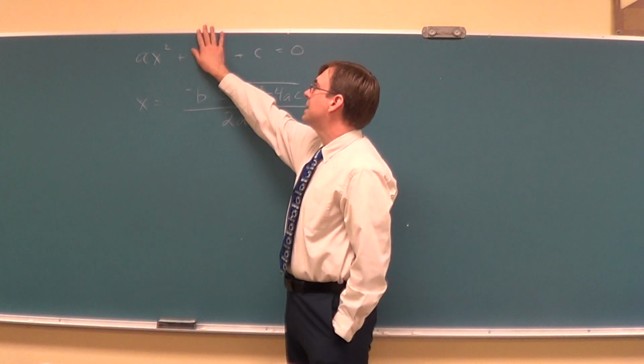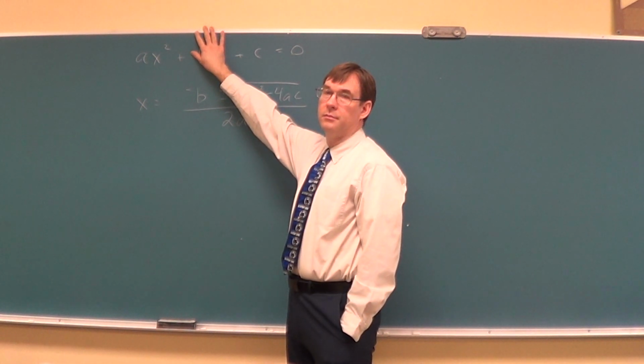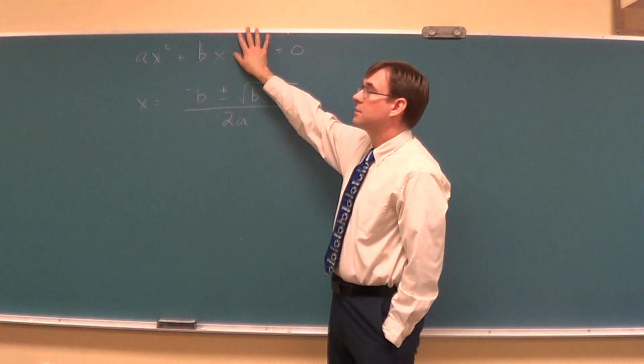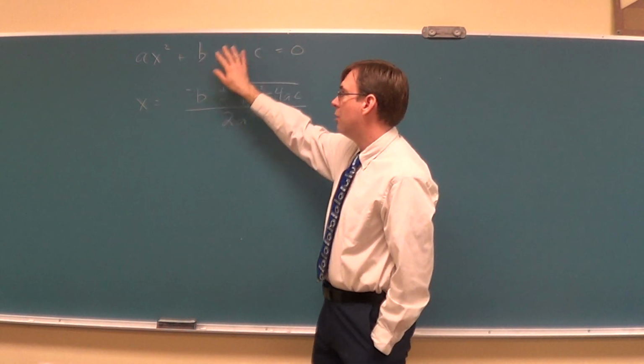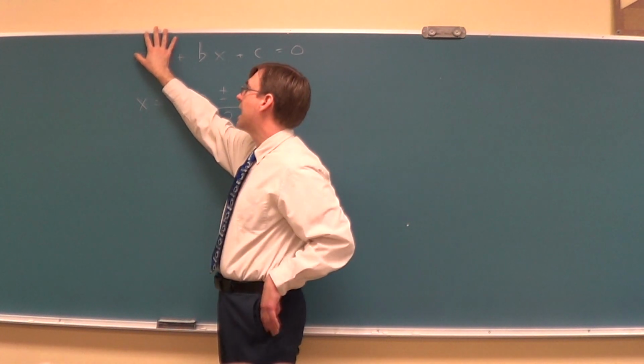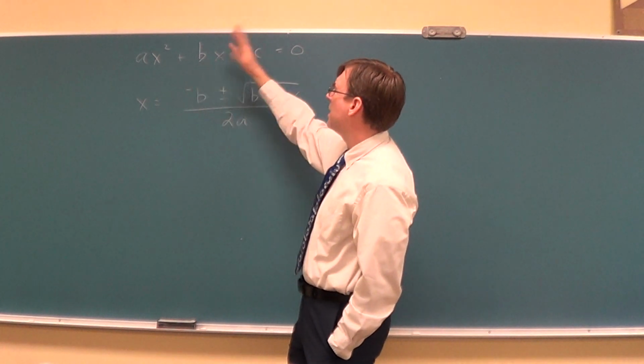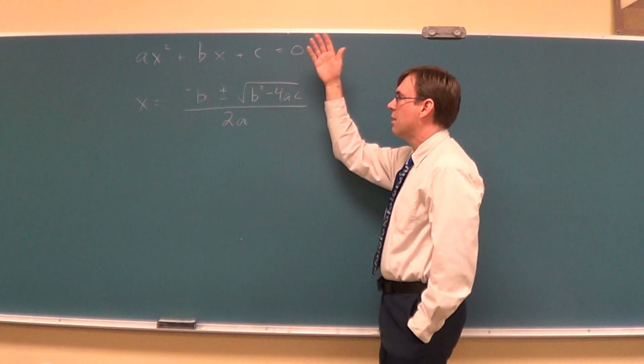What if you didn't see this there? What would the b be? 0. What if you didn't see this? 0. C would be 0. If you didn't see this, it wouldn't belong in this chapter, because this chapter is only doing things that have the x squareds in them. So the A is always there. But B is maybe a 0 sometimes, C is a 0 sometimes.